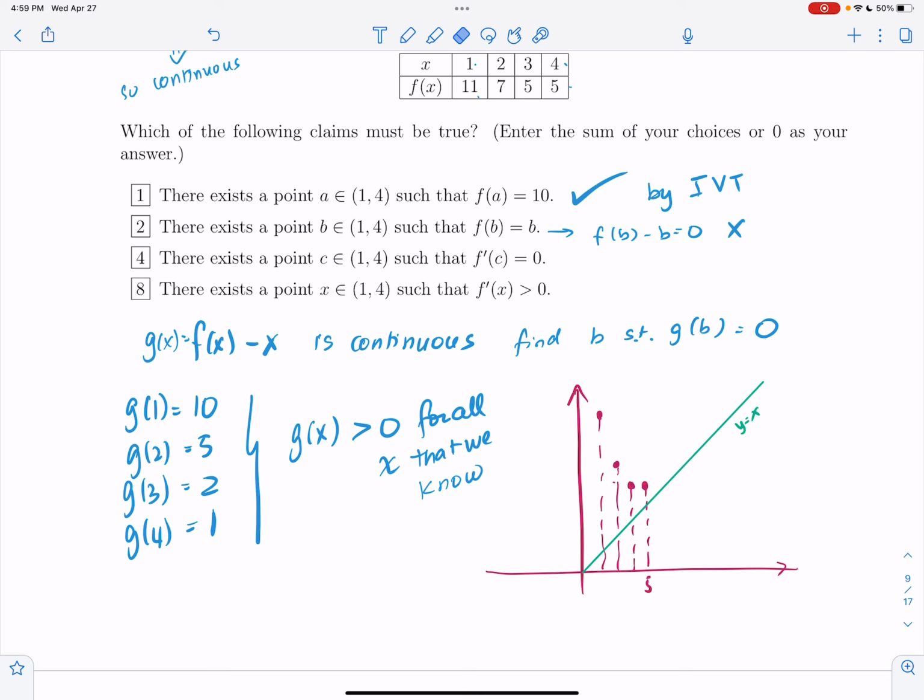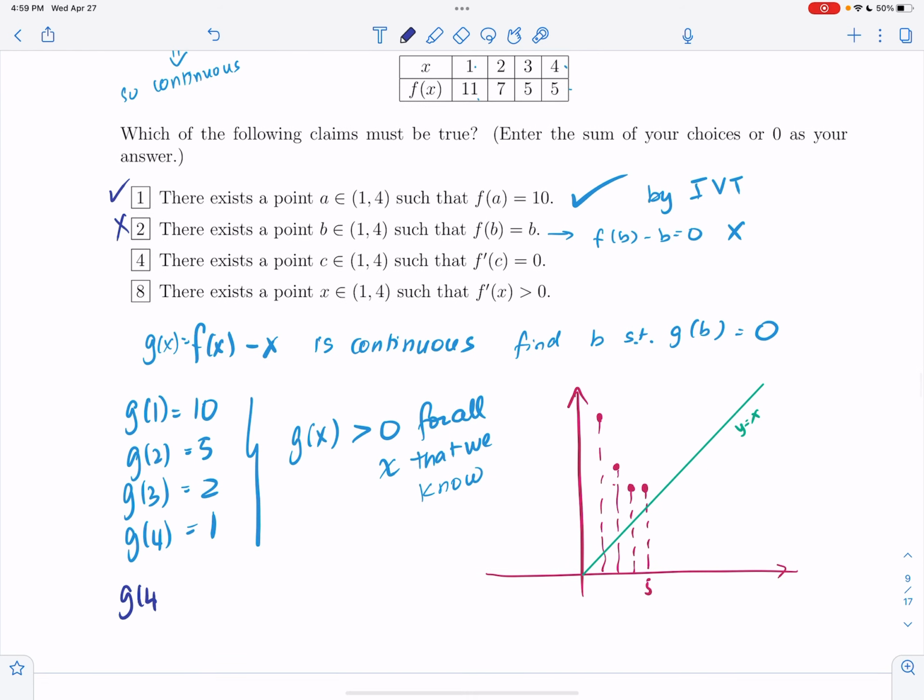Okay, so number 2, we cannot guarantee there exists a point such that f prime of c is 0. Well, certainly you have that g of 4 equals 5 equals g of 3. So there must be a point between 3 and 4 where g prime of that point is 0. In fact, this could have been 3 to 4.